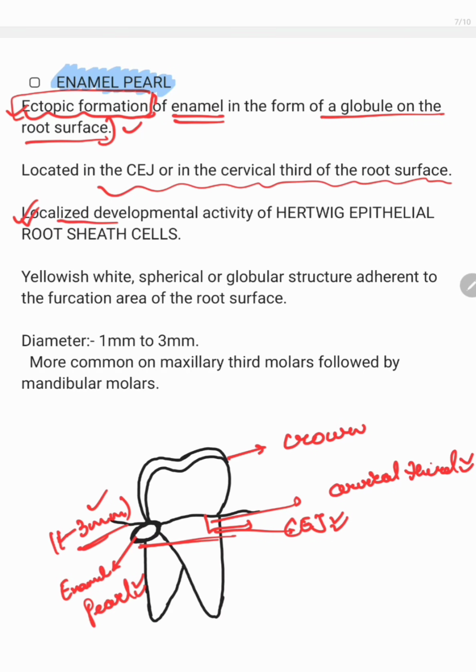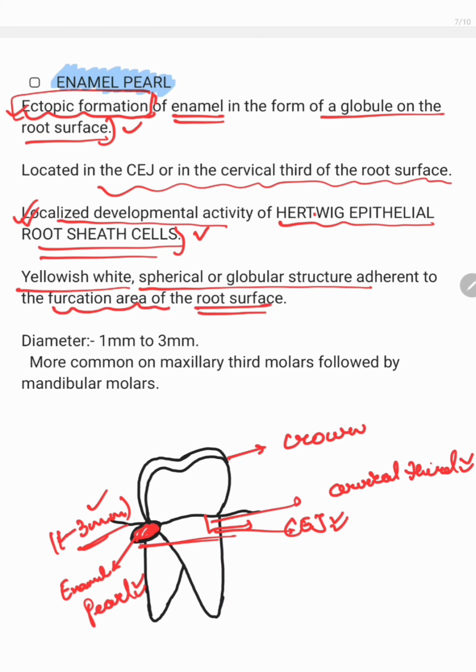So there is a localized developmental activity of Hertwig's epithelial root sheath cells, which leads to the formation of a globule, which is known as enamel pearl. It is a yellowish white spherical globular structure. It is adherent to the furcation area of the root surface. Its diameter is 1 to 3 mm, right. It is more common in maxillary third molars followed by mandibular molars.